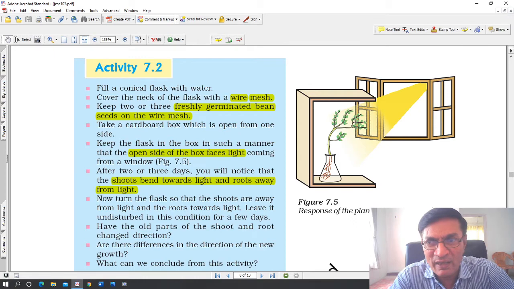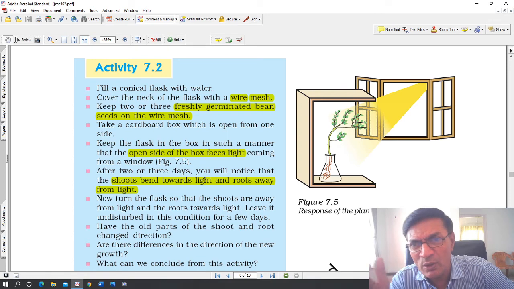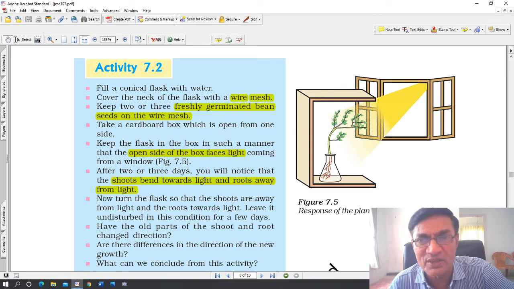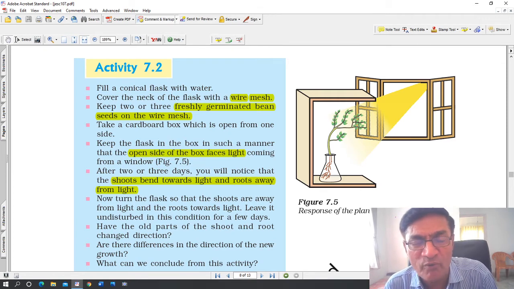It is kept near the window, and sunlight comes in from the window daily, okay? And a few days later, you will see the shoot, the upper part, the leaves and the shoot, branching slightly or bending slightly towards the window where the sunlight is, whereas the roots are bending away from light. So this kind of movement is called phototropism. Photo means light. This is phototropism. But phototropism of what? Positive and negative phototropism. The roots show negative phototropism because they are bending away from light.